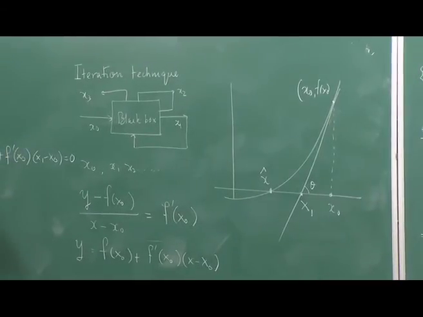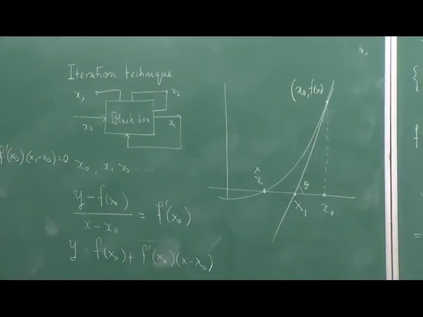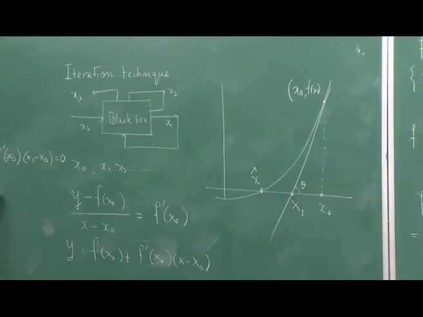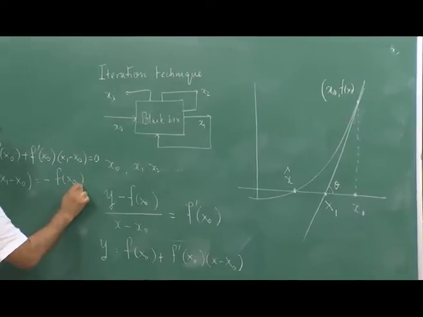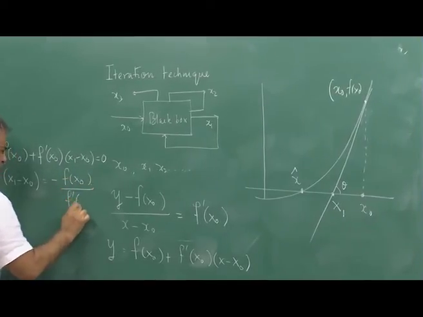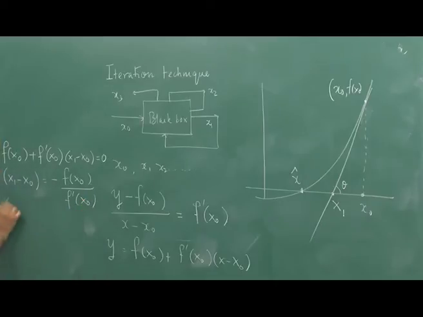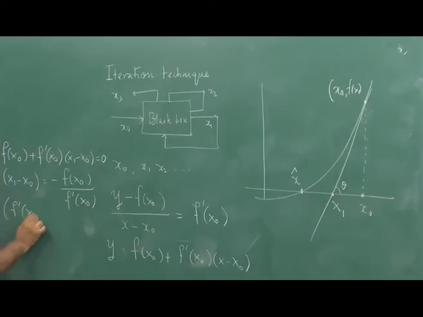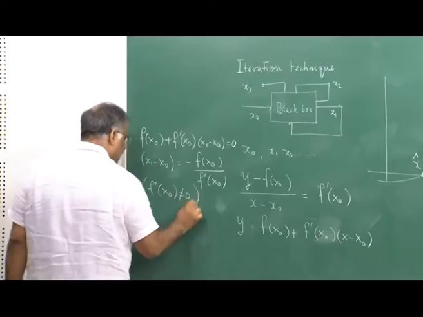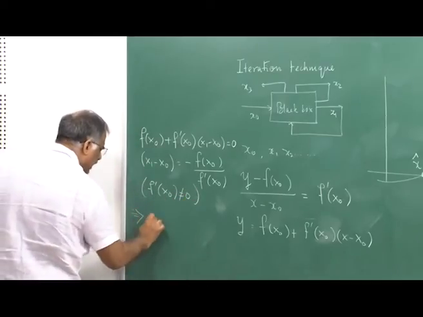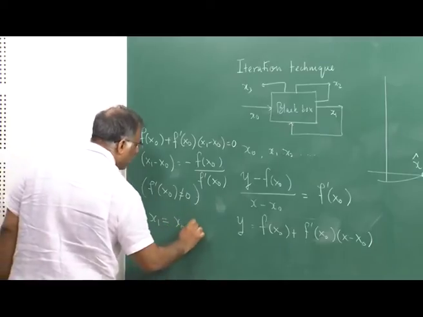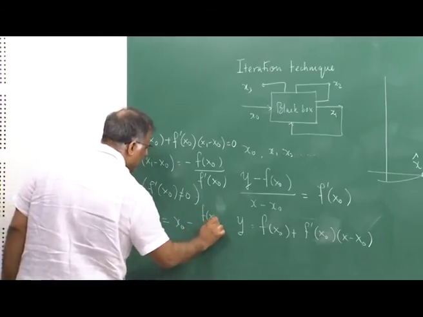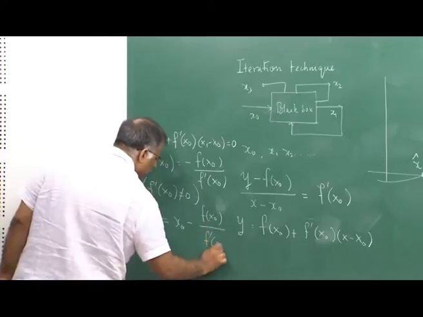So, I can write x1 minus x0 is equal to minus f(x0), bringing the f(x0) to the other side and dividing it by f dash(x0), because f dash(x0) is not equal to 0 from the diagram. And this simply means that x1 is equal to x0 minus f(x0) by f dash(x0).